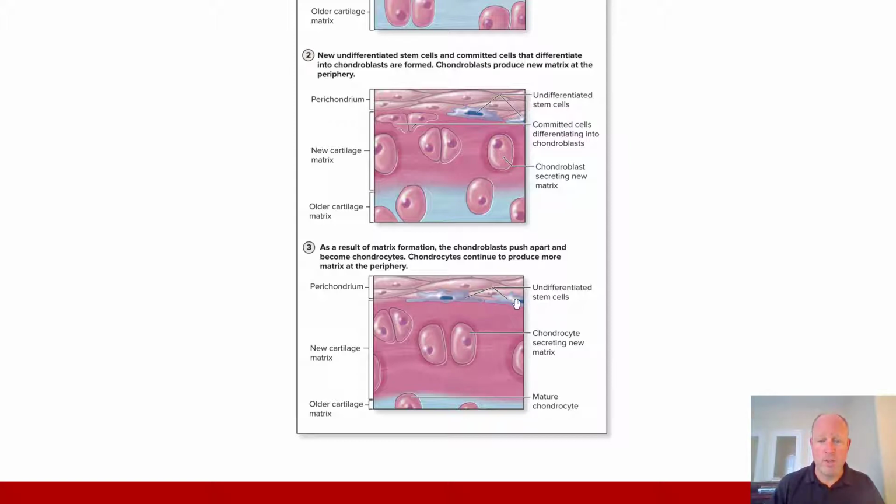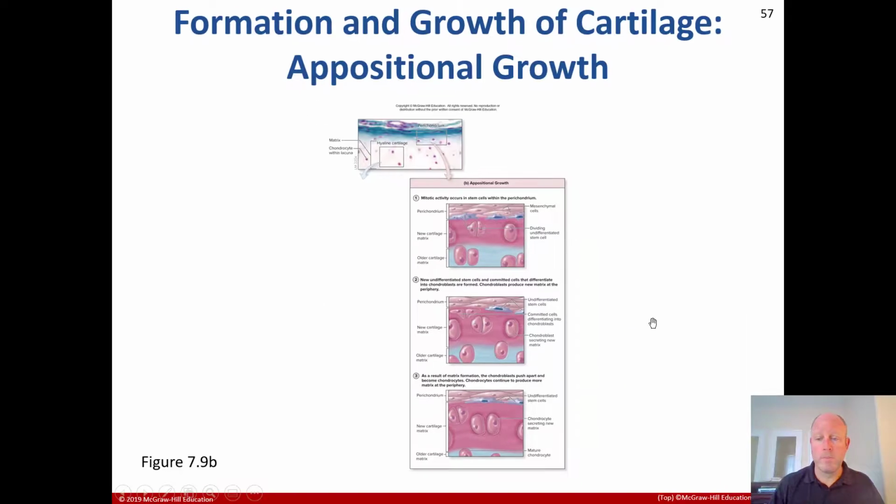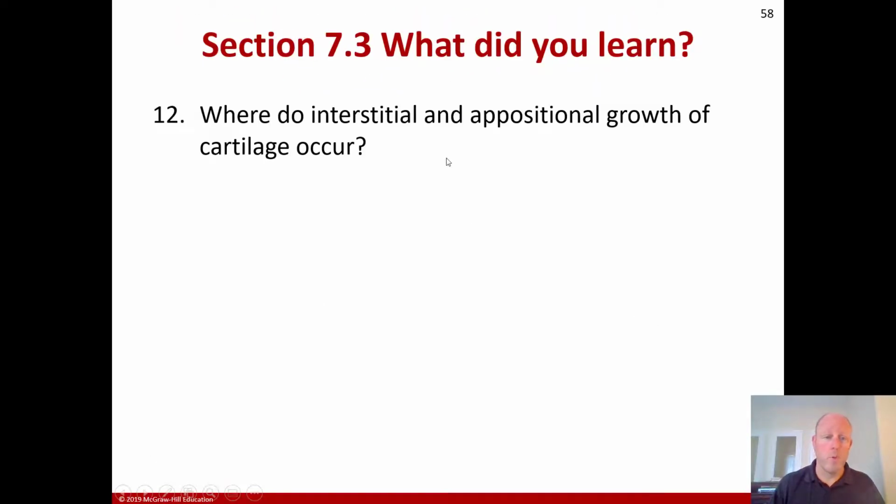And here you can see the undifferentiated stem cells, with the chondrocyte secreting new matrix, excuse me. So, where do interstitial and appositional growth of cartilage occur? That's a simple question you should be able to answer.